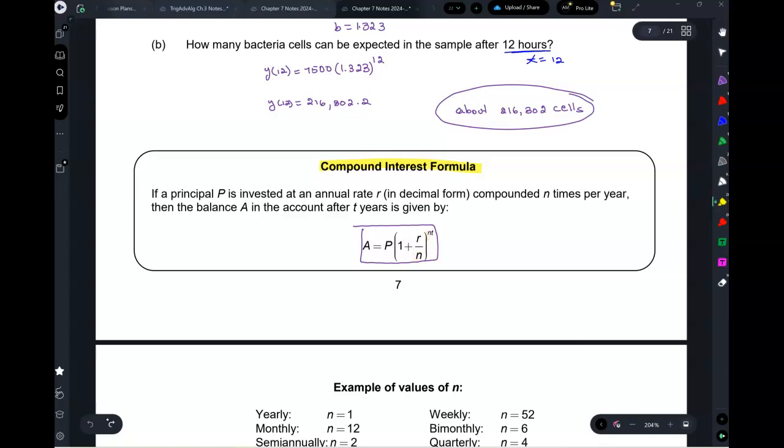All right, now let's talk about what each of these things mean. If a principal P is invested, so this number is the principal, not principal like Miss Howard, but the principal, meaning how much money you had in your pocket when you went to the bank to open up your account. So that's your initial amount. R is the rate, obviously in decimal. T is time.